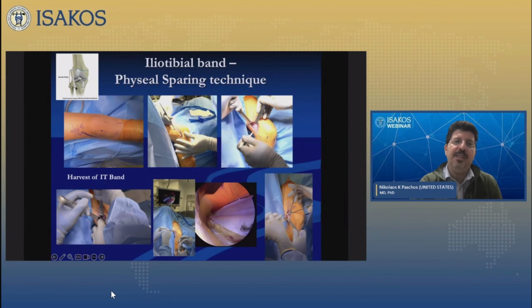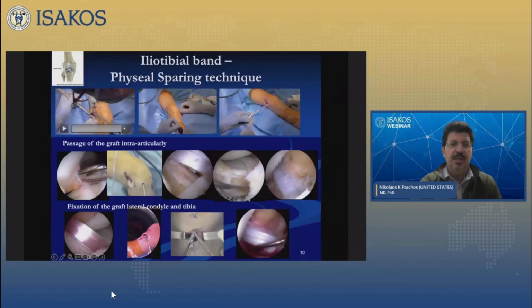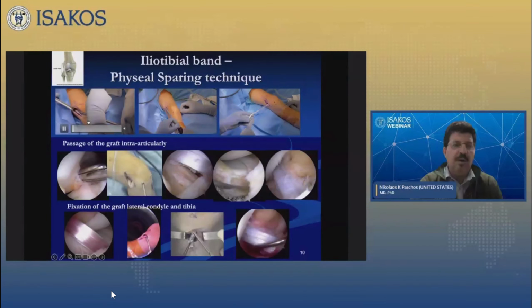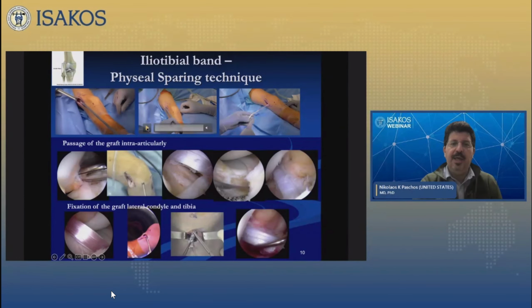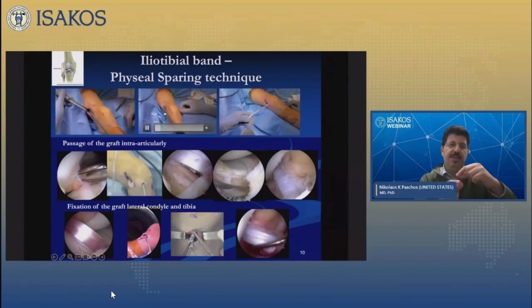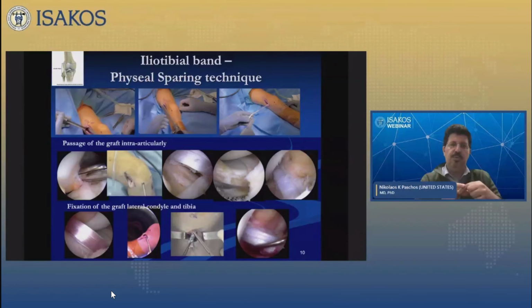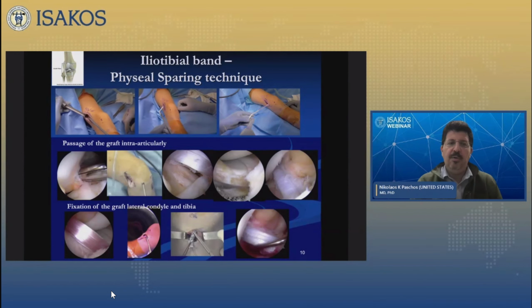So you keep the IT band attached on the Gerdy's tubercle, and then you loop it over the top, as we see here. And here you can see that I use the closed harvester because that allows me to measure the length of the band. It's a little bit tricky to make sure that you size it and put it so it can go all around the harvester.